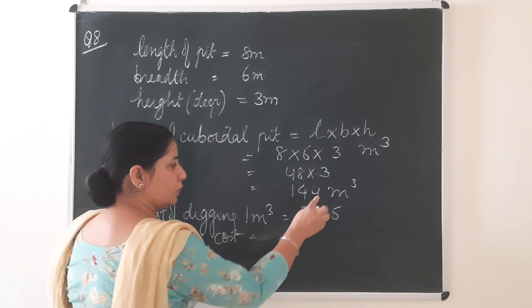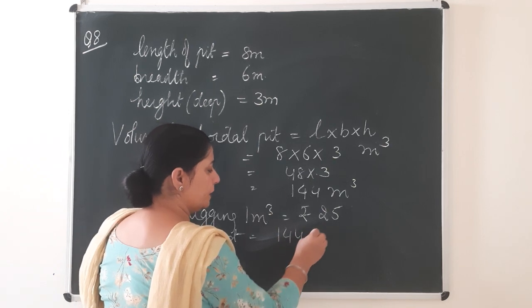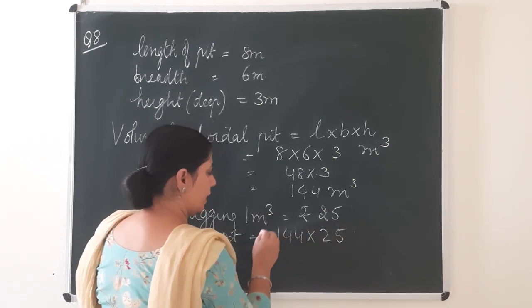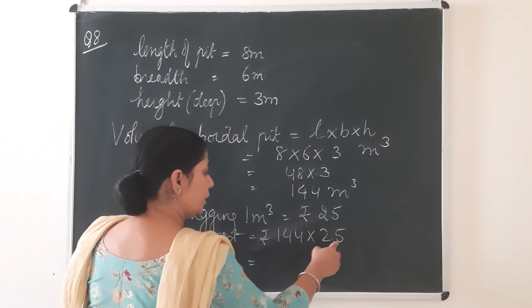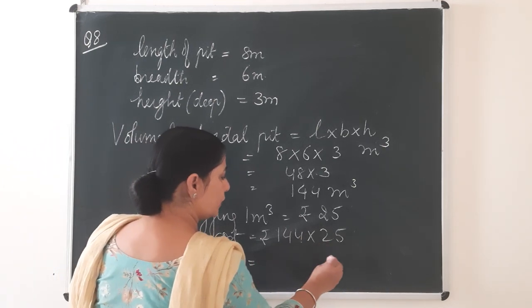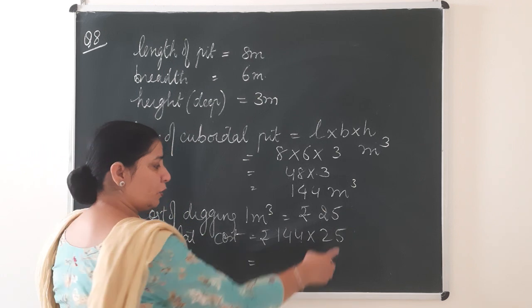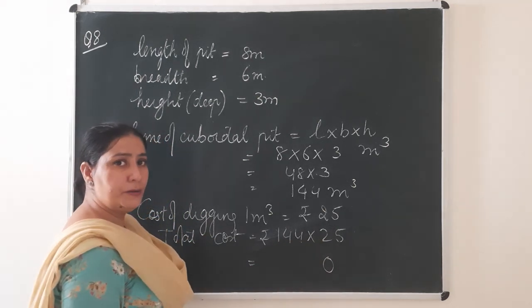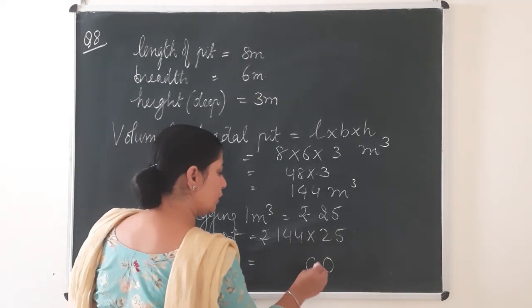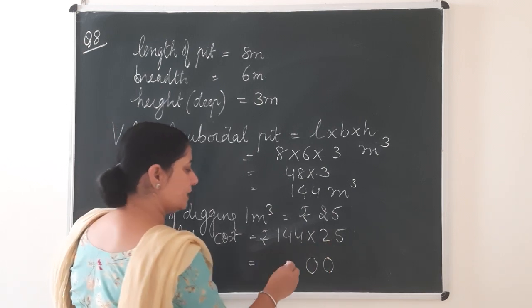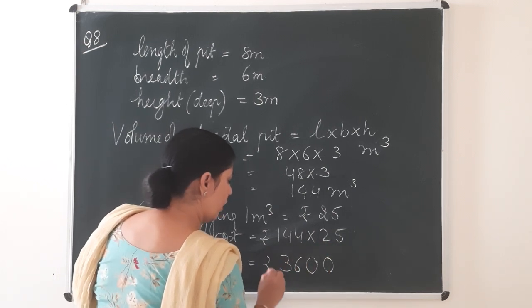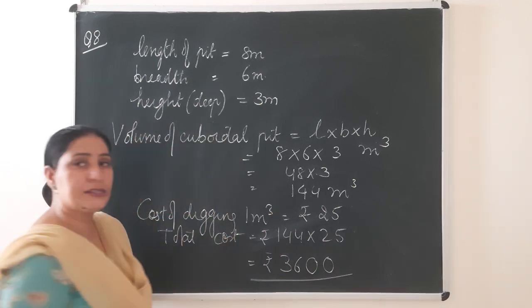That will be equal to 144 multiplied by 25, and this will come out in rupees. Now let's multiply them. 25 into 4 is equal to 100, 10 carry. 25 into 4 is equal to 100, 100 plus 10, 110, again 0, 11 carry. 25 ones are 25 plus 11, 36. So you have your answer, 3600 rupees.